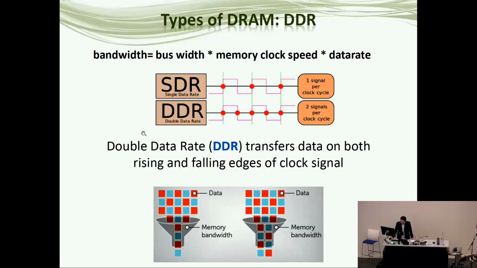So we started off with what's called SDR, single data rate DRAM. In this case, your clock was going like this, and every time you had an uptick on the clock, you could do a read or a write in the DRAM. That then got doubled up to what's called double data rate, or DDR DRAM, which means you can do stuff both on the rising and the falling edges of the clock. So it's the same clock rate, but you're doing twice as much within each cycle.